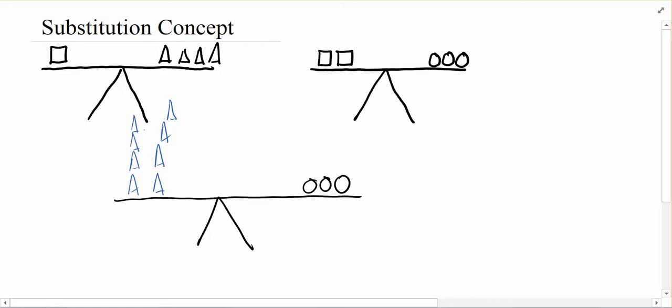This is the idea that we're going to actually use for substitution. That we're going to say, if I know that one square is the same as four triangles, then anywhere I see a square, I can replace it with the four triangles. That's perfectly fine. They're going to stay balanced. And that's what's going to be going on algebraically with the substitution method.